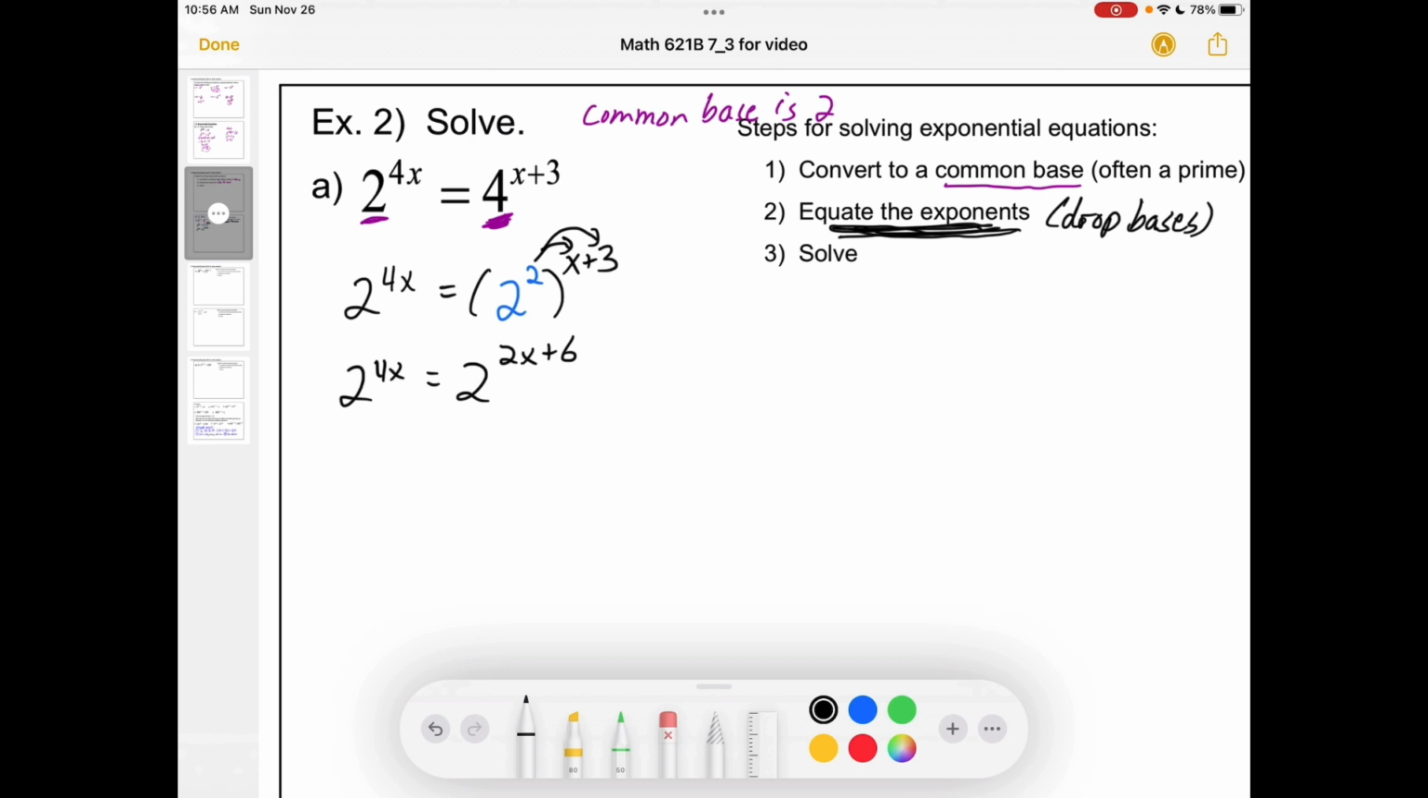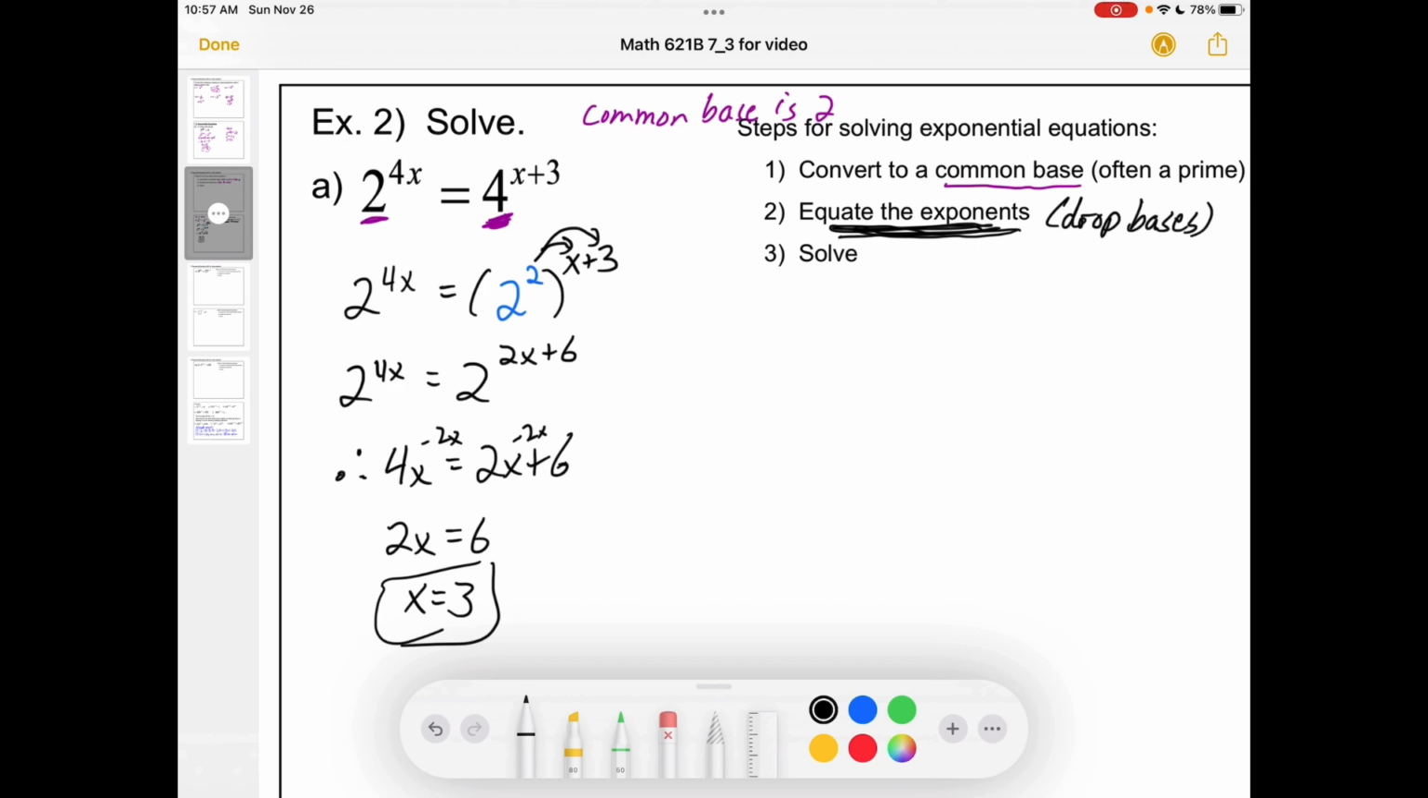Okay. So if we do that, we'll just get 4x, the exponent on one side, is equal to the exponent on the other side, 2x plus 6. And we can move this around, so I can subtract 2x from each side. And that gives me 2x equals 6, or x equals 3. There's our answer. Okay, and there are all those 3 steps shown.